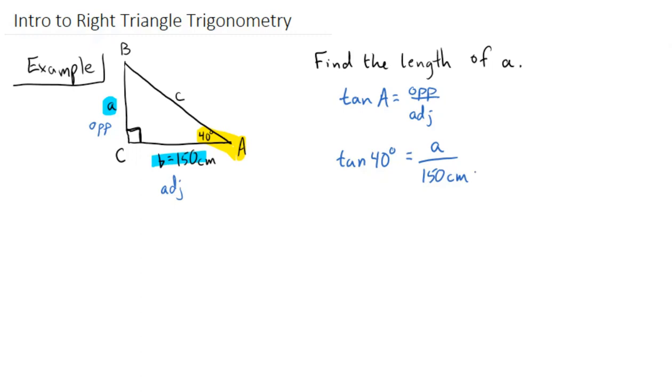So take a second, make sure you see where that came from and went to. I'm just using my trig ratio that I've memorized and plugging the information I was given into it, and then leaving the thing I was asked to find as a variable. Now that we have that, what we have is an equation that we need to solve.